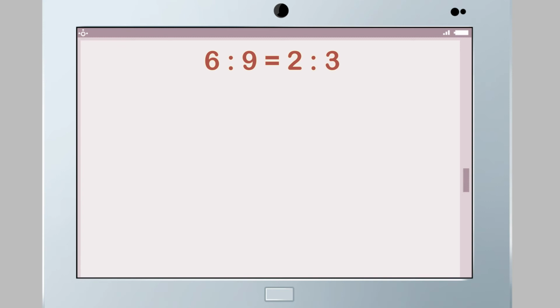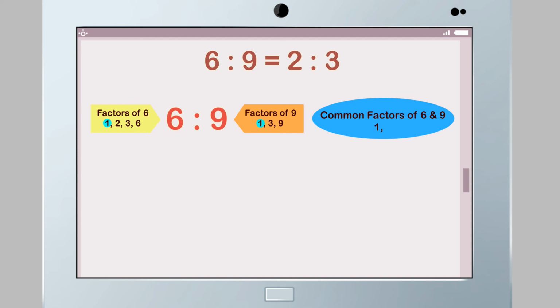Let's look at them without using diagrams. Let's start with the ratio 6 to 9. Remember, we can divide the terms by a number to get the equivalent ratio 2 to 3. To know what is this number, let's first write down the factors of 6 and 9. Factors of 6 are 1, 2, 3, and 6. And factors of 9 are 1, 3, and 9. So, common factors are 1 and 3.